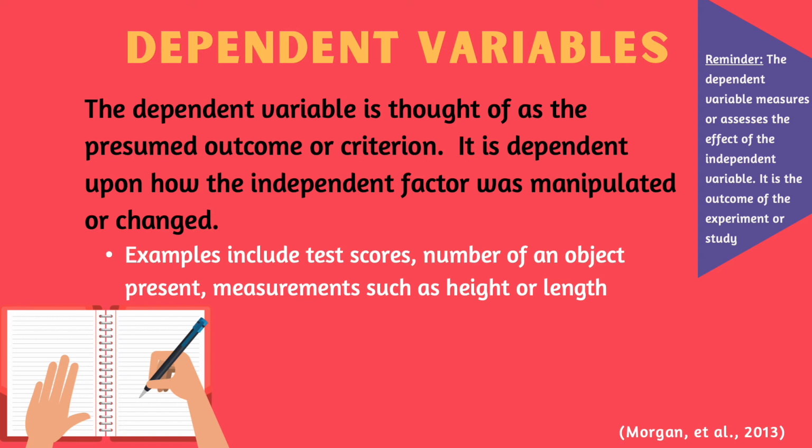Next are the dependent variables. The dependent variable is thought of as the presumed outcome or criterion. It is dependent upon how the independent factor was manipulated or changed. Examples of dependent variables could include test scores, the number of an object present, or measurements such as height or length as they relate to the manipulation of the independent variable.